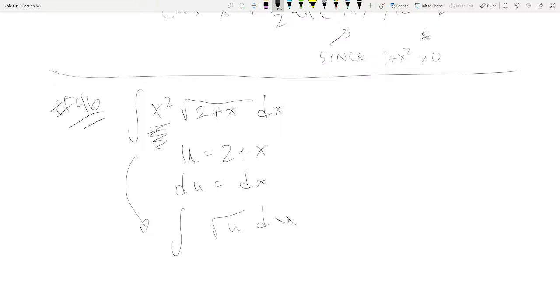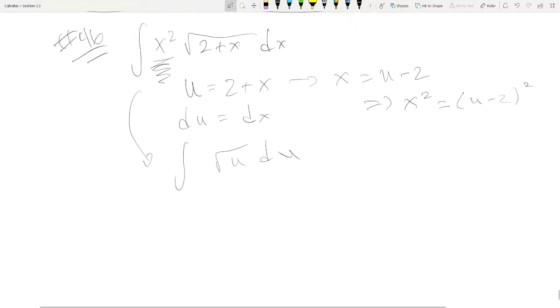What we need to do, though, is we want x squared, and we can solve for x here. x is equal to u minus 2, so that means that x squared is equal to (u minus 2) squared. And then you say, well, how does that help me? Because now I have square root of u times (u minus 2) squared du. And while these two integrals are equivalent, if I can do this one, then I've essentially done this one.